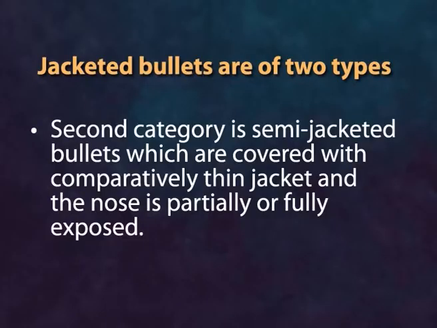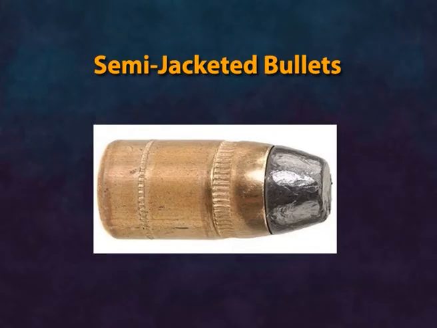Second category is semi-jacketed bullets, which are covered with comparatively thin jacket and the nose is partially or fully exposed. These types of bullets are mainly designed for creating mushrooming effect on impact.